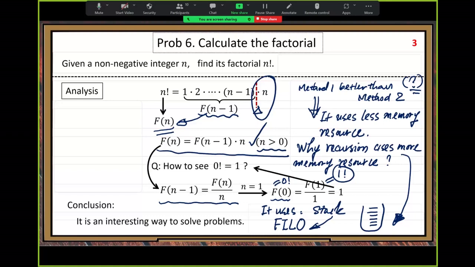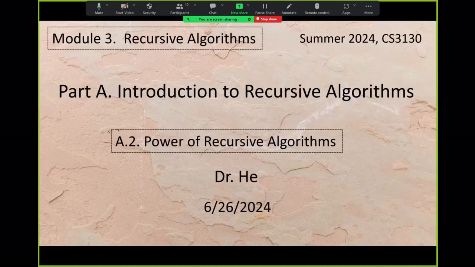It's very powerful. What do you mean powerful? Powerful in problem solving. You can use recursive algorithm to solve many relatively hard computing problems. That's the biggest advantage of recursive algorithms. To show you that, let's move to the next topic. I want to show you the power of recursive algorithm.